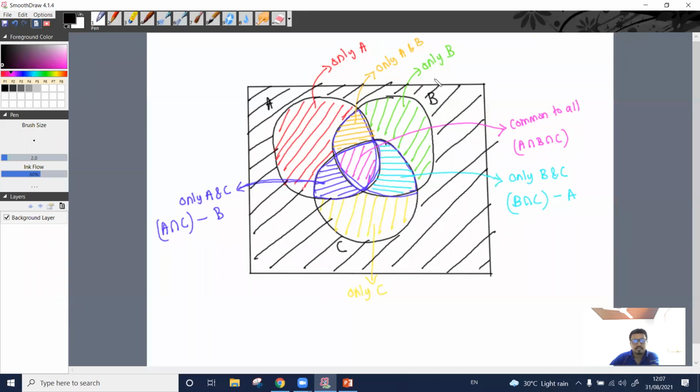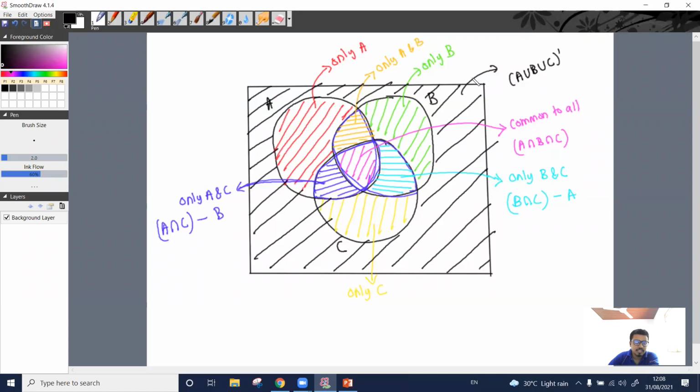What is this area? A union B union C dash. Yes, not A and B and C dash. A and B and C would mean only this portion. But A and B and C dash would mean everything else outside. That is not the case. Outside these circles is A union B union C dash.